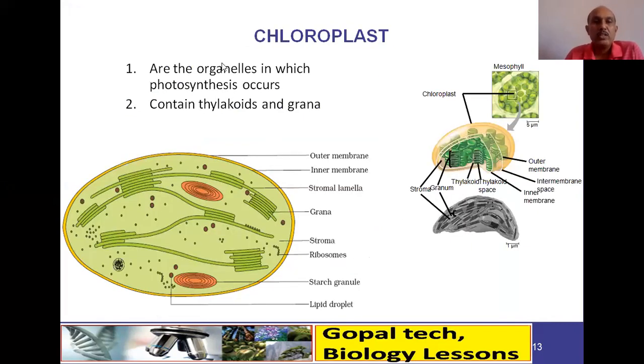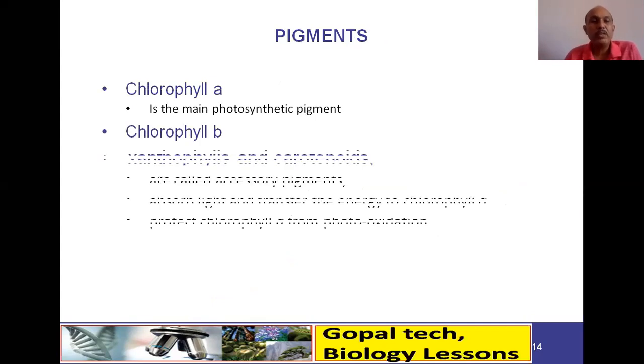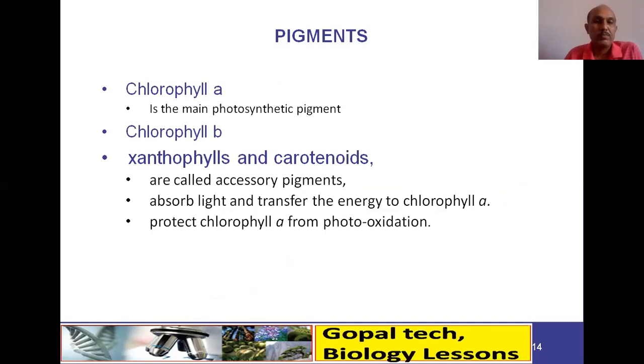Then second, chloroplast, the organelle in which photosynthesis occurs. They contain thylakoids and stroma, and these thylakoids contain different pigments, that is chlorophyll. Okay, chlorophyll A, which is the main photosynthetic pigment, chlorophyll B is also there, and xanthophylls and carotenoids.